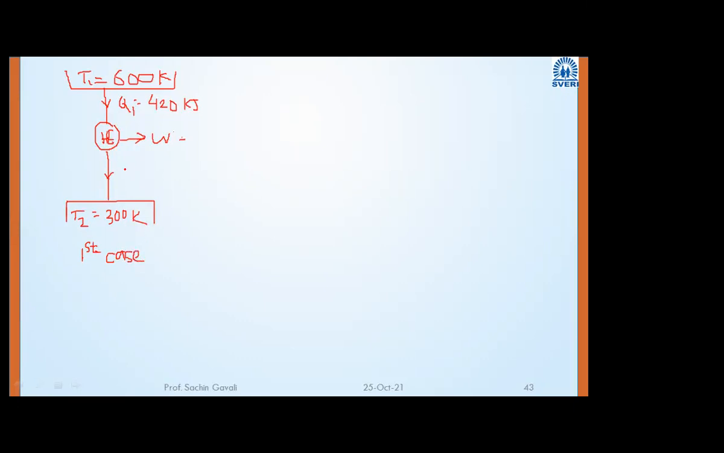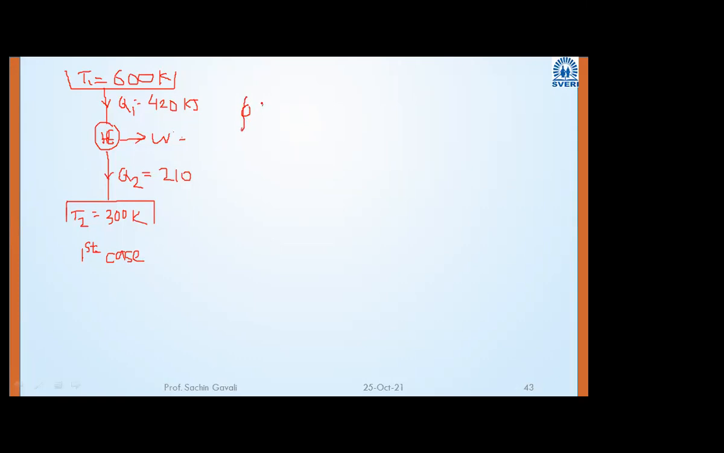Okay. And Q2 is different in all cases. Now in the first case, what is Q2? Somebody can tell me. 210. Now in the first case, we have to calculate the cyclic integral of dQ by T.